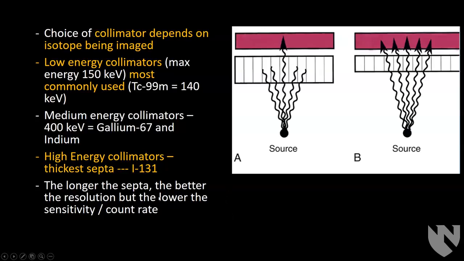The longer the septa, the higher resolution you'll have, but you'll have a lower count rate. Basically because some of these that are not exactly parallel will still squeak through on a shorter septum, but you'll get more photons detected, which is what this image here is showing.